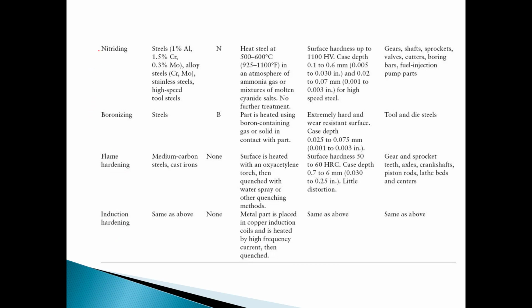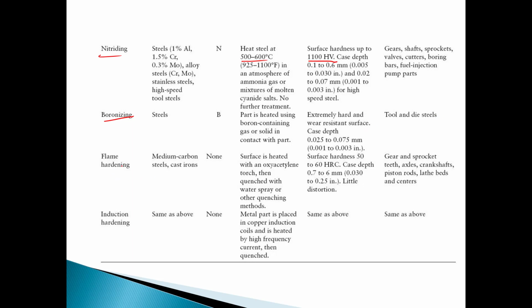Nitriding: heat steels at 500 to 600 degrees Celsius in an atmosphere of ammonia gas or a mixture of molten cyanide salt. No further heat treatment. Surface hardness up to 1100 HV. Applications are gears, shafts, sprockets, valves, cutters, boring bars, fuel injection pump parts. Boronizing: the part is heated using boron-containing gas or solid in contact with the part. Extremely hard and wear-resistant surface, used for tool and die steels.